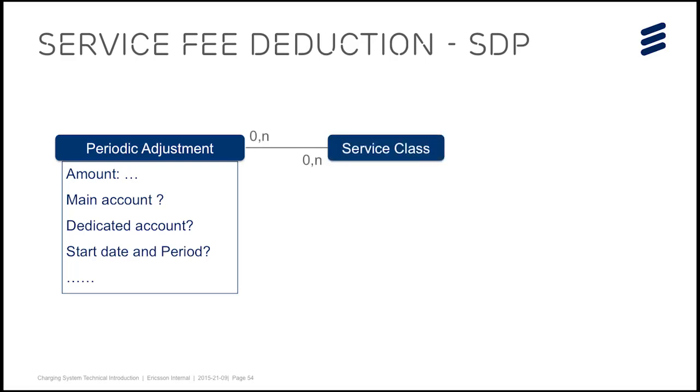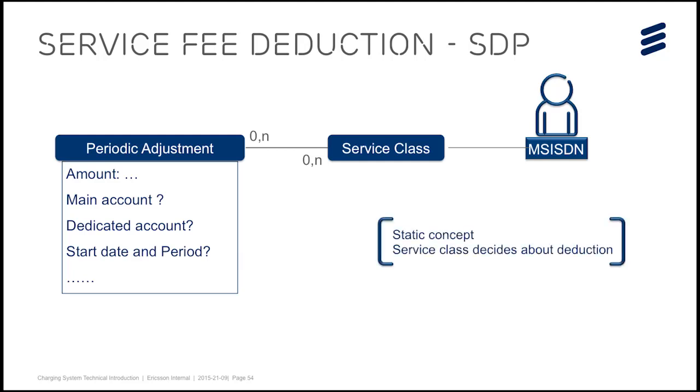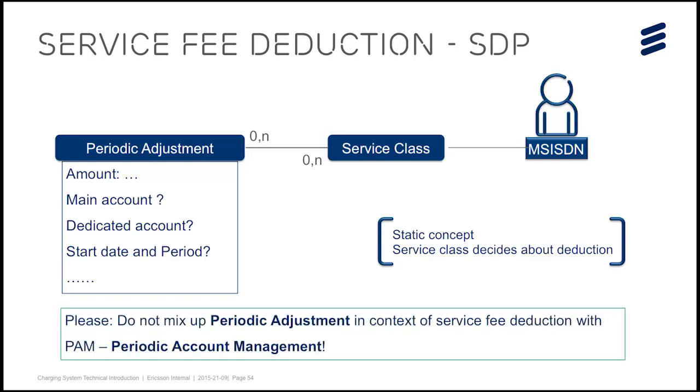Next, periodic adjustments can be linked to service classes. Every subscriber belongs to a service class. The properties of the service class decide which service fees are deducted. This is a very static concept. The service class decides about deduction. This means that all subscribers belonging to one service class are treated in the same way. The concept is quite old and does not really fit into the new concepts around personalised products. The main reason to describe this feature here is to differentiate it from the far more flexible concept of periodic account management. This will be introduced next. Do not mix up periodic adjustment used in context of service deduction with PAM, periodic account management. They are completely different concepts.